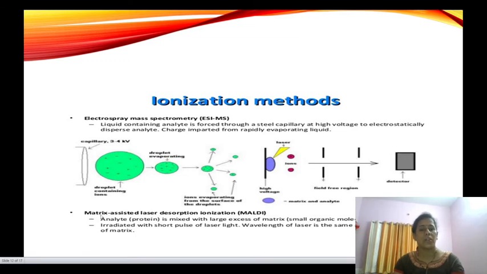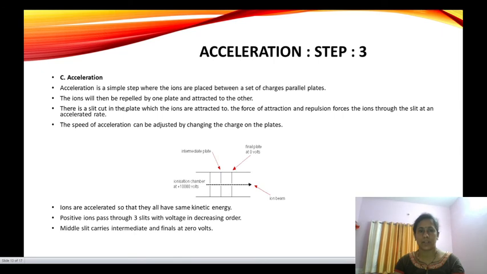Third is matrix assisted laser desorption ionization, which is called MALDI in short. Here the analyte, that is protein, is mixed with a large excess of matrix, that is a small organic molecule, which is irradiated with a short pulse of laser light. The wavelength of the laser is the same as the absorbance max of the matrix.